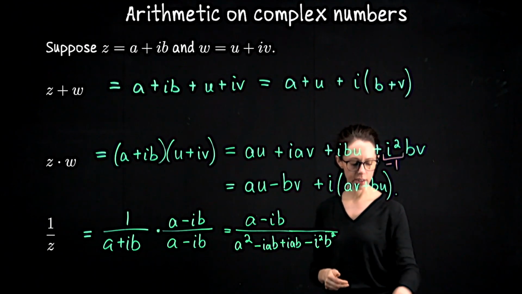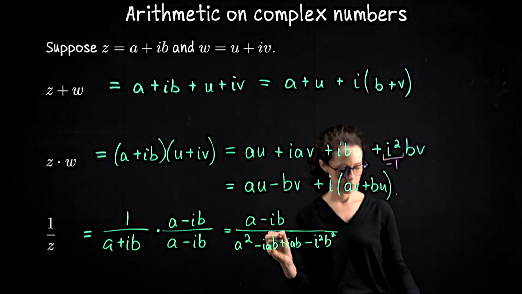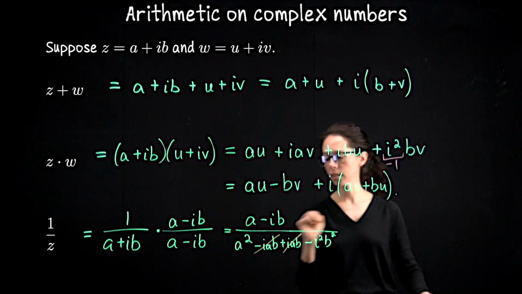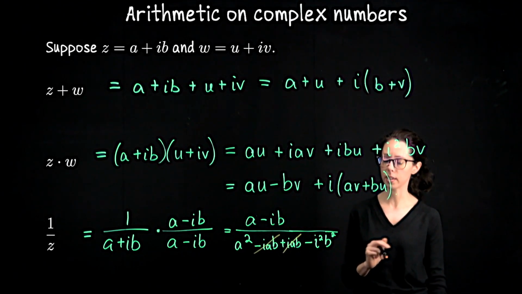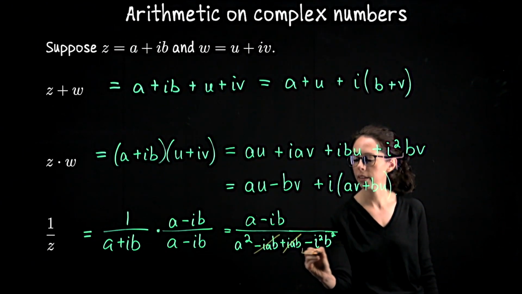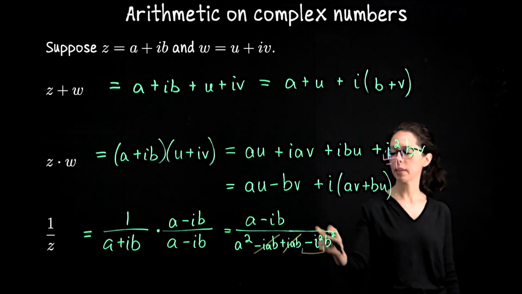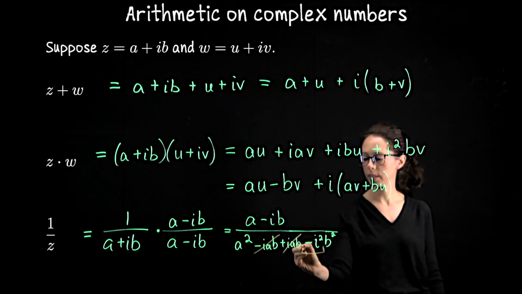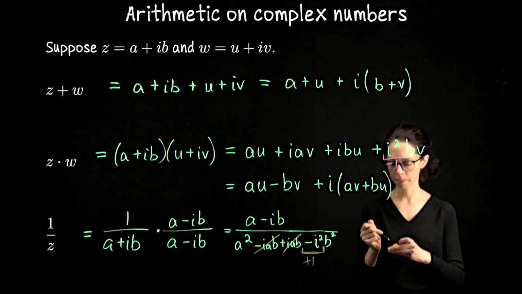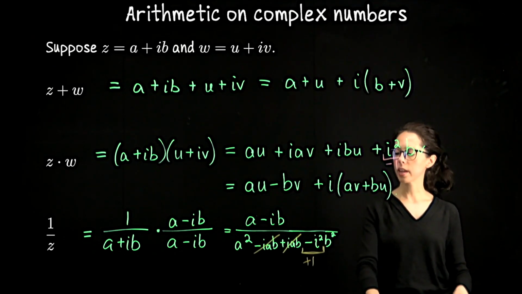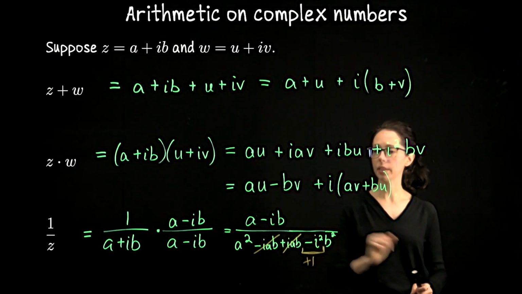So let's just look at this denominator for a second. This cancels with that, so the middle two terms cancel. That leaves us with no imaginary component left in the denominator because negative i squared is going to be -1. So overall, this entire coefficient right here, the negative i squared, is going to become +1, so that our denominator is actually a squared plus b squared.